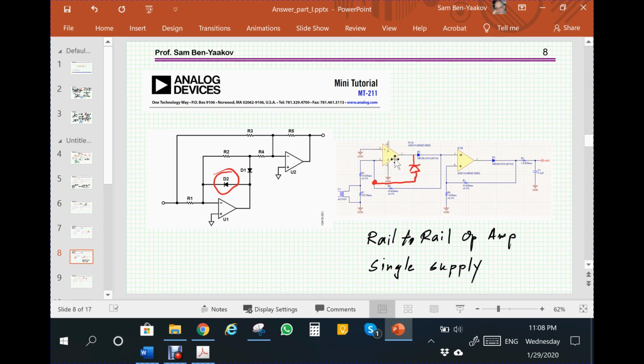Either it's amplifying here, or it is generating a negative voltage here, depending on the voltage drop of the diode, because here is ground, virtual ground, so this is ground, so this will be like a minus 0.7 volt. But with a single supply, you can't have it. So in this case, you really can't put a diode.